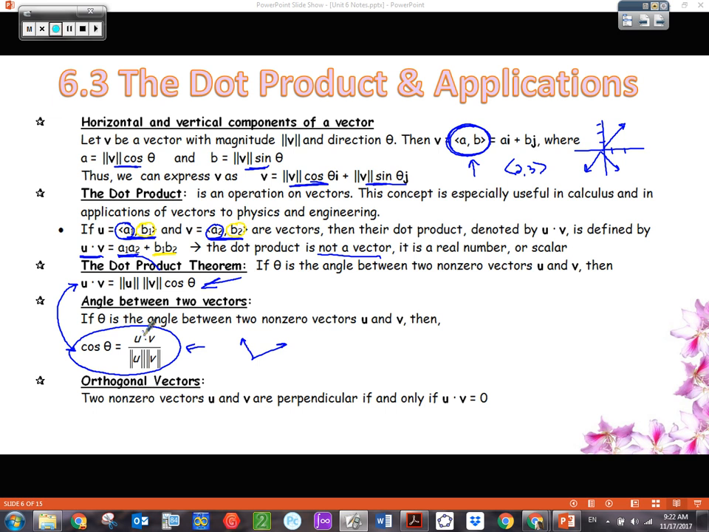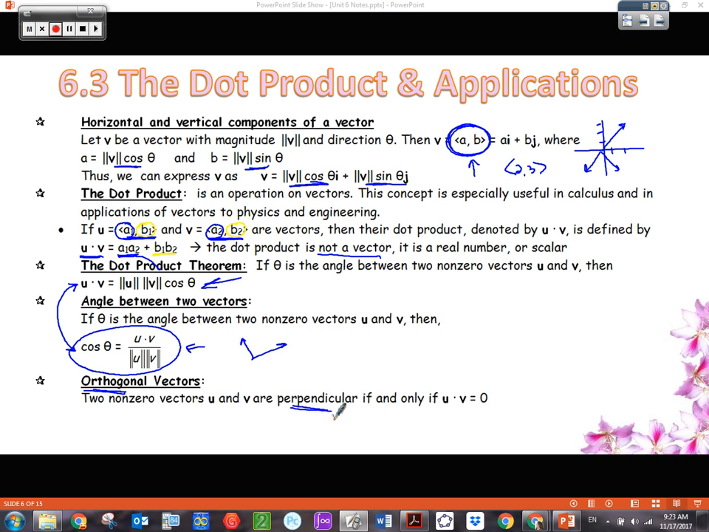Sometimes it's embedded in a formula. In this case, the dot product is embedded in this formula. Another use of the dot product comes with orthogonal vectors. Now, orthogonal is a fancy word. It means perpendicular. You need to know that vocabulary word, that orthogonal is perpendicular. So these things mean the same thing.